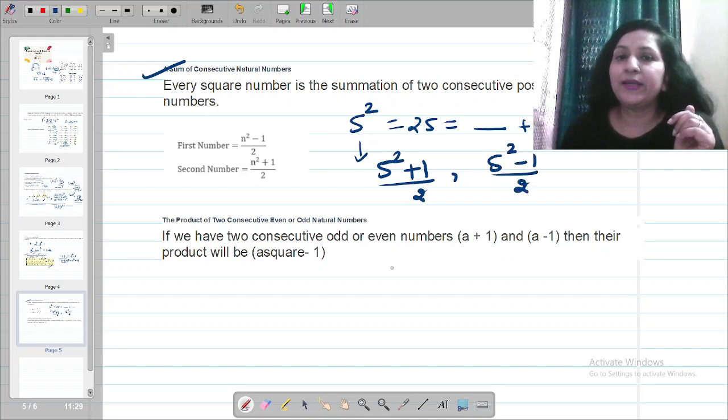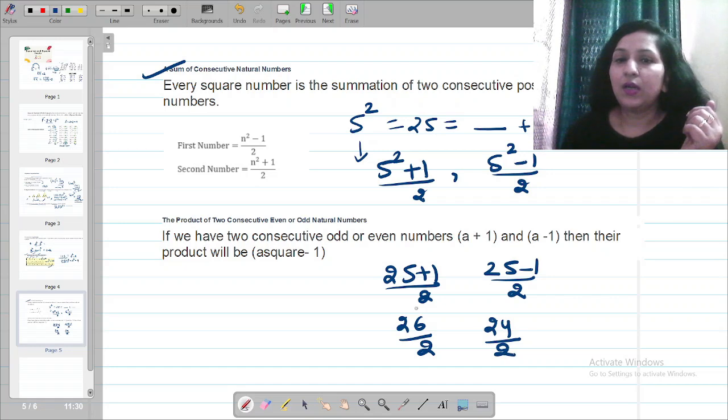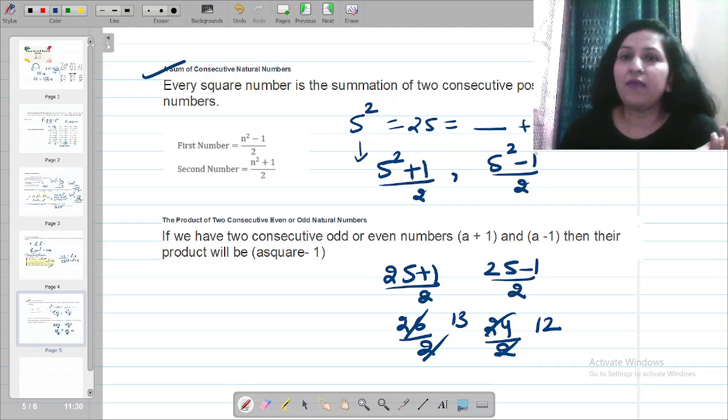5 square is 25 plus 1 by 2. Another number is 25 minus 1 by 2. Now 25 plus 1 is 26 by 2. This is 24 by 2. 26 by 2 is 13 and 24 by 2 is 12. And 12 plus 13 is 25. It is coming 25. So you can write this as the sum of 12 and 13.